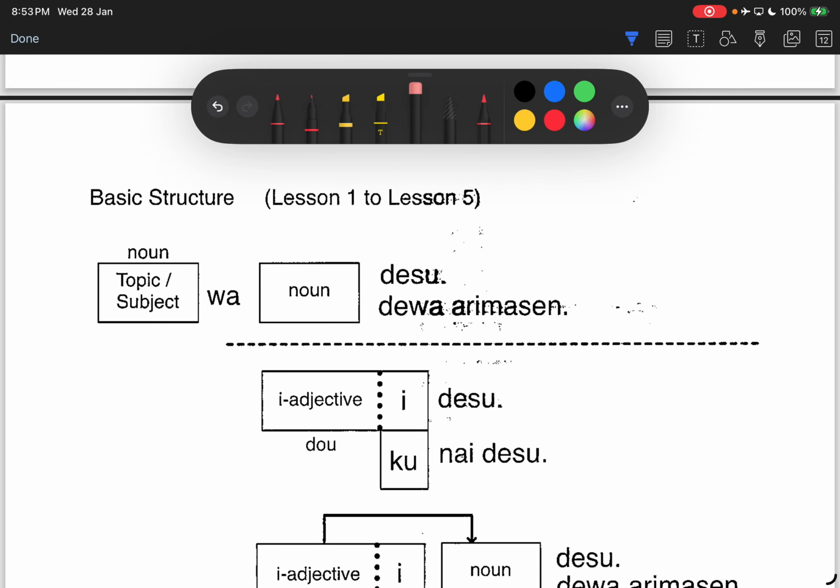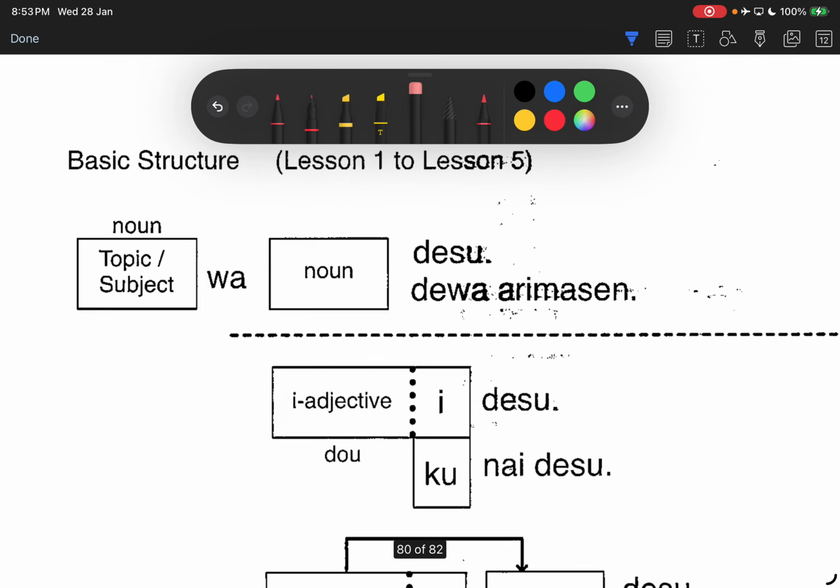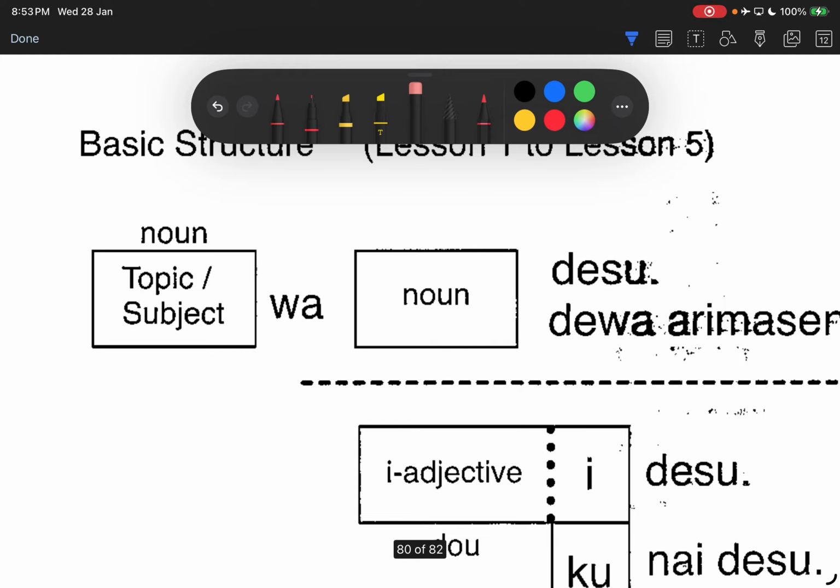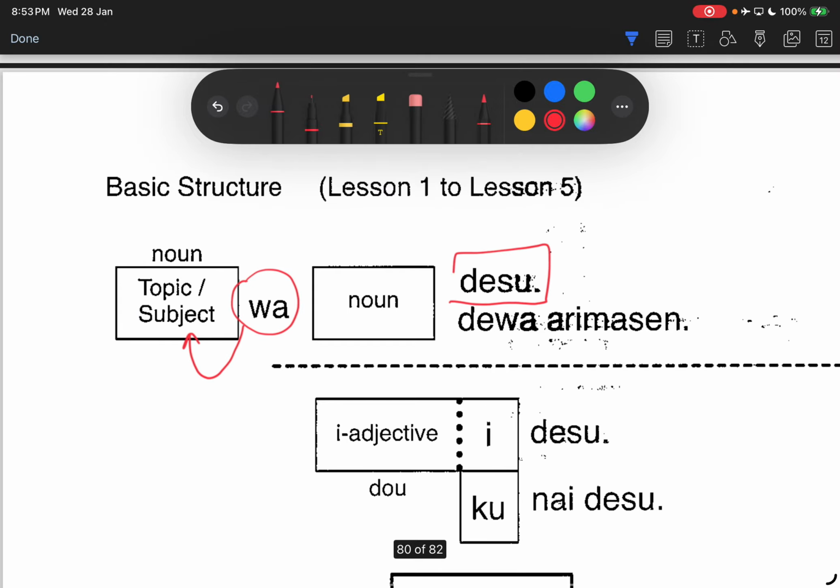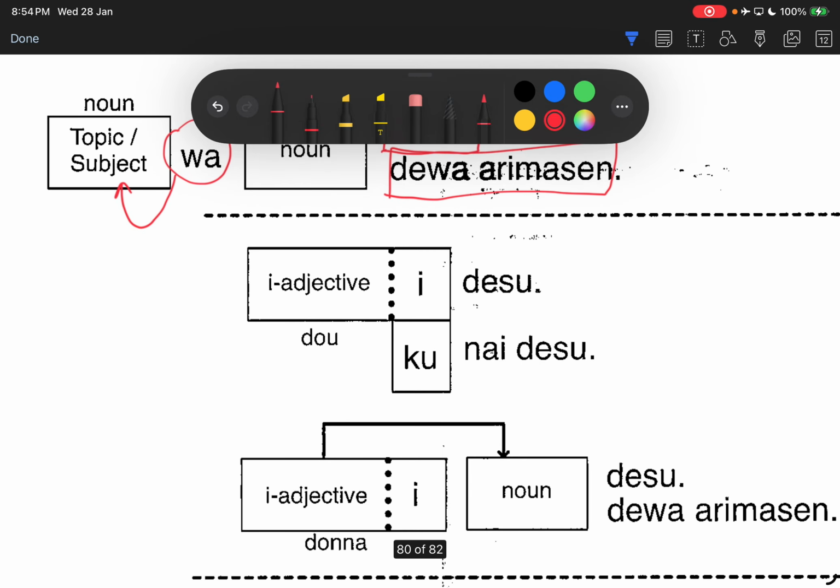Okay, so basic structure. We have learned this in lesson 1. Our wa is basically our subject particle. It tells everybody what the main character, the main topic in this sentence, is. Then to say something is something, we use desu. If it's not something, it's dewa arimasen. Very simple. We learned this in lesson 1. Then in lesson 3, we learned the i adjective. For negative, the i adjective changes i to kunai.